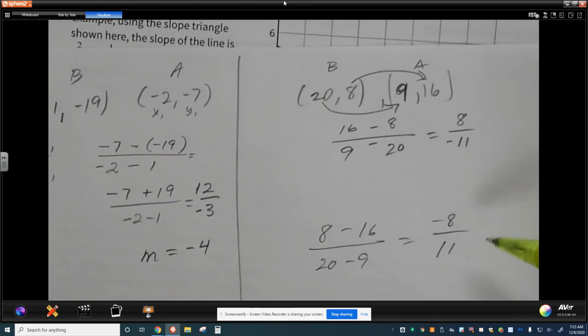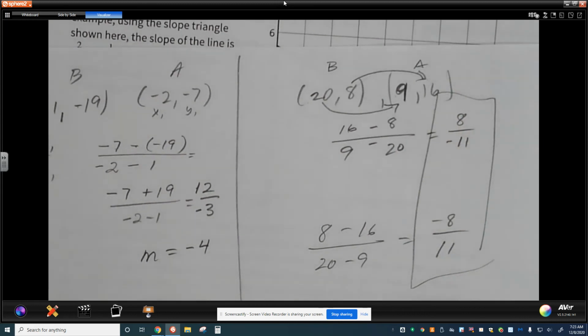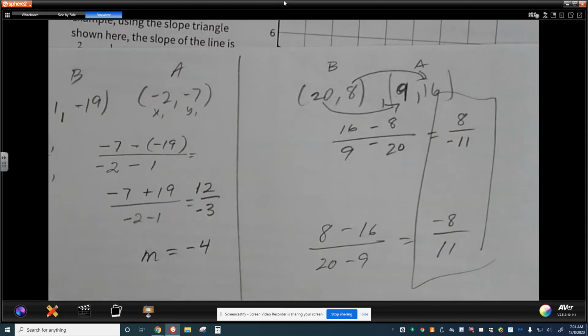And you'll see that these two slopes, even though the negative sign is on the numerator on one and the denominator on the other, it doesn't matter, because we know that when we have a positive value and a negative value and we find the quotient of the two, we always get a negative outcome.